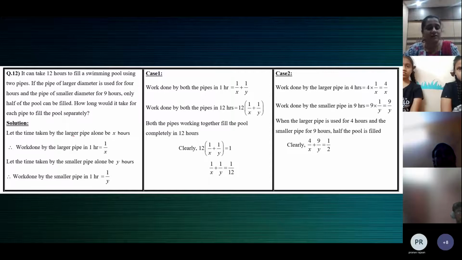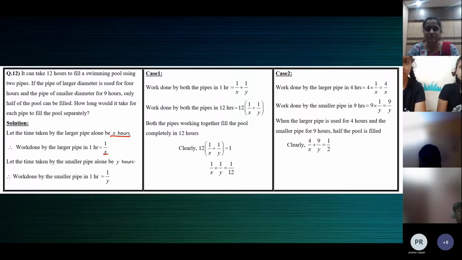Let the time taken by the larger pipe, working alone, be considered. The pool is empty, and supposing you use only the larger pipe to fill the pool. Say it takes X hours. That is, the larger pipe working alone takes X hours to fill the empty swimming pool. So the work done by the larger pipe in 1 hour is 1 by X.